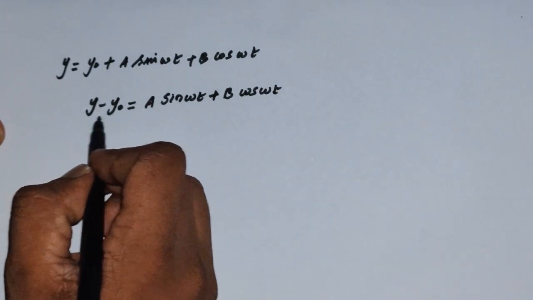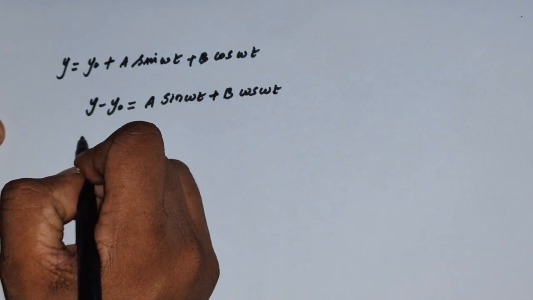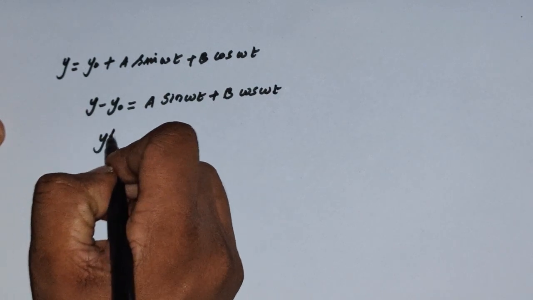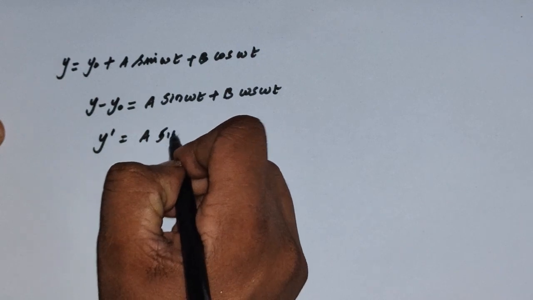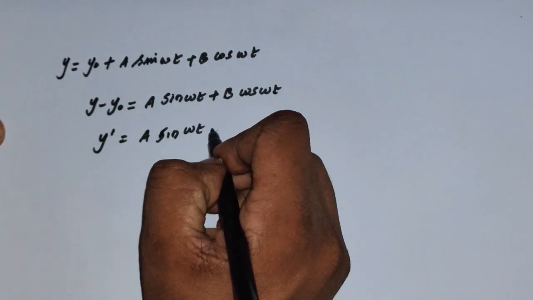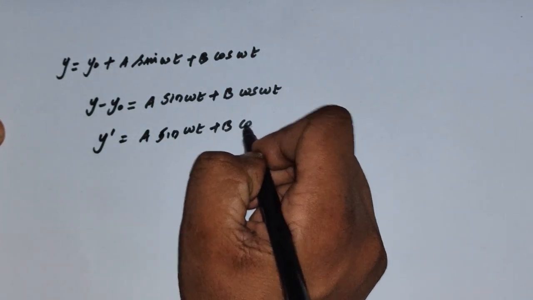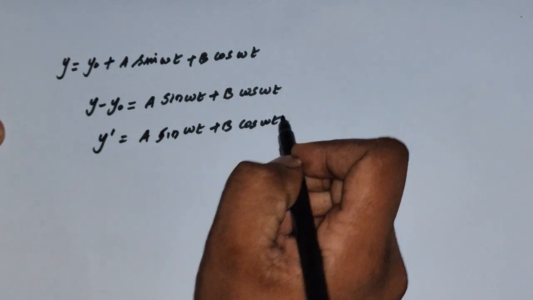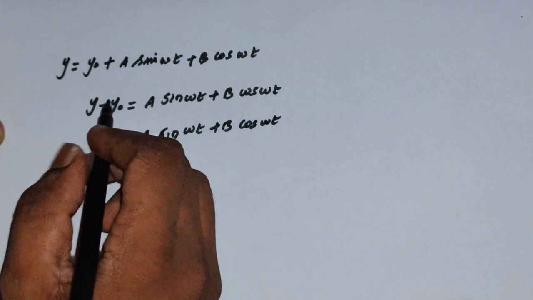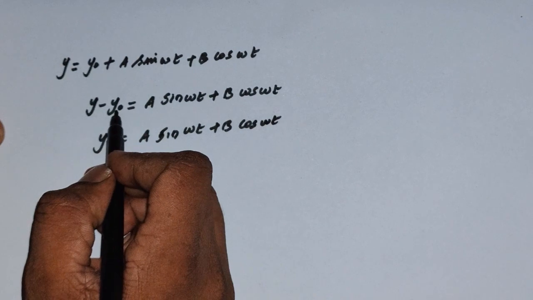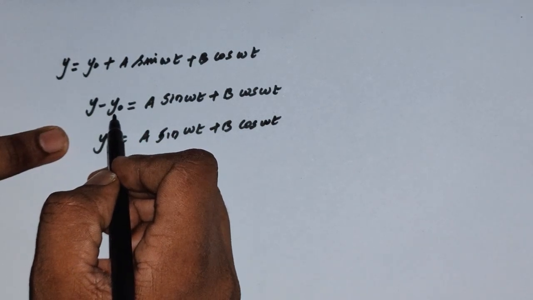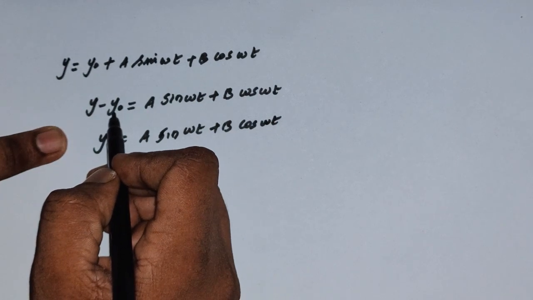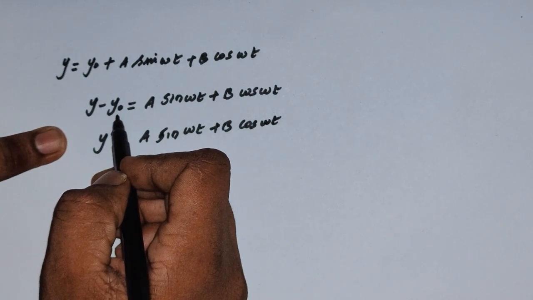So you can call this the new amplitude, y prime. You can write y prime equal to a sin omega t plus b cos omega t. So this is a new amplitude. You are shifting that amplitude by the amount y naught. Now your new origin will be the one that got shifted, equal to y naught.